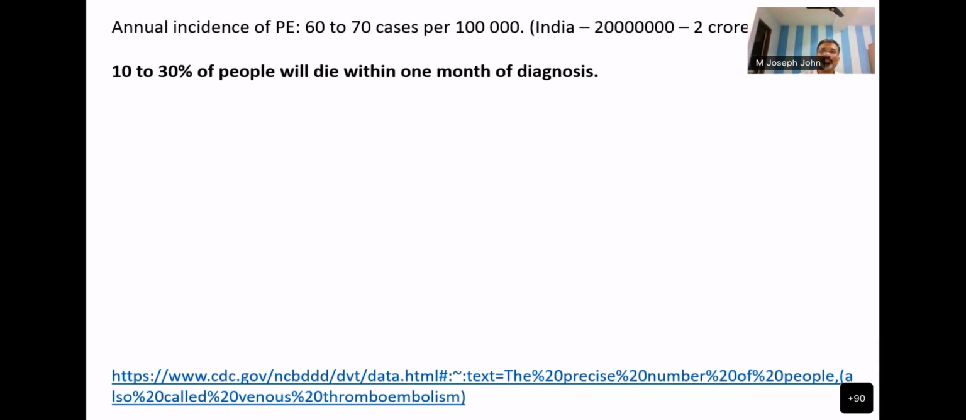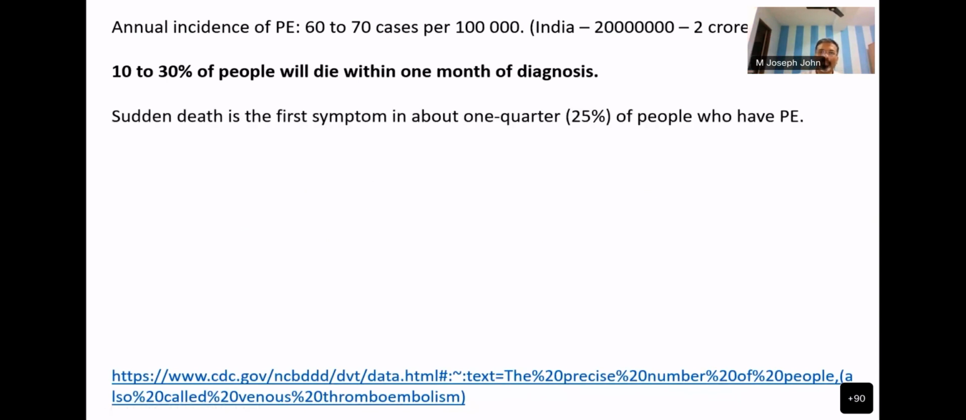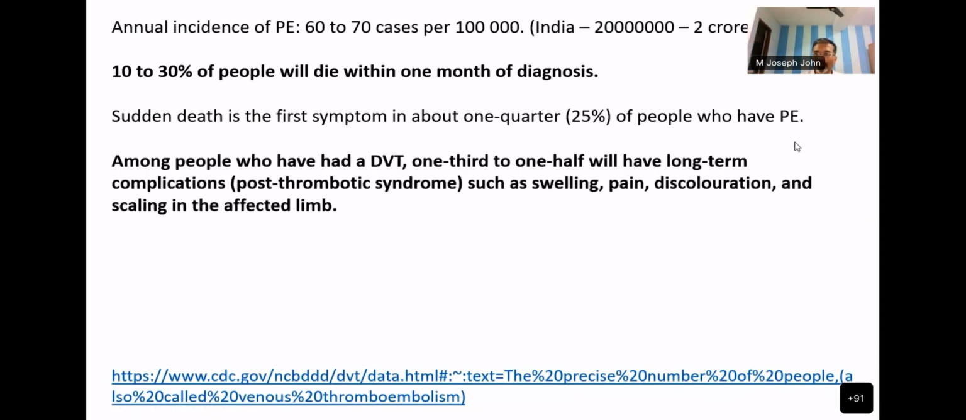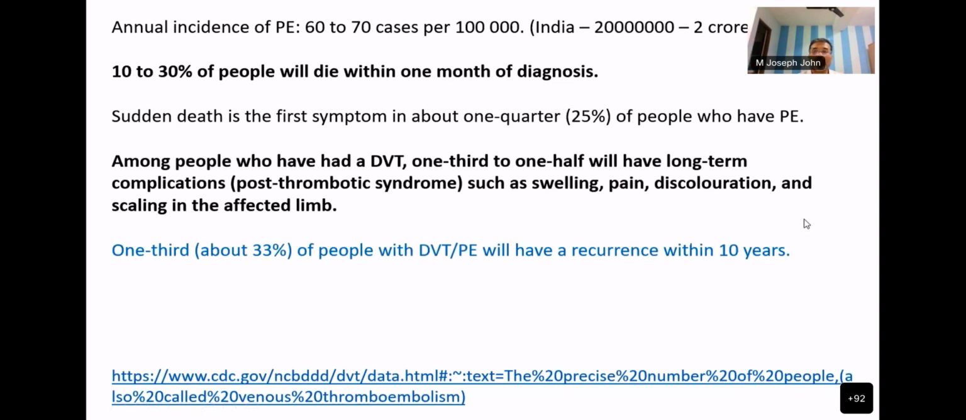There is about a 10 to 30% chance that they will die within the first month of diagnosis, and sudden death is the first symptom in one quarter of the patients. Among the survivors, one half will have long-term complications, and about 30% of them may have a recurrence. So this is the problem which we need to address. Many of them can have post-thrombotic syndrome, and about one third can have recurrence in the next 10 years.